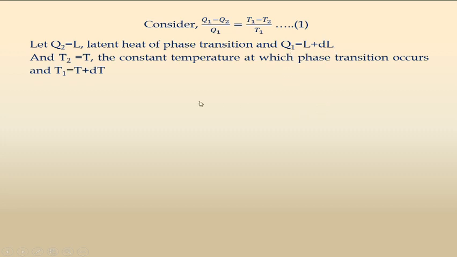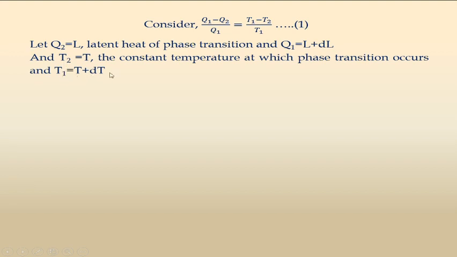And for temperatures also, during freezing, if T2 is the temperature involved, let it be simply T here. And for melting, we have T1 as the temperature. So I will take a slightly higher temperature because T1 is greater than T2 as per the Carnot cycle requirement.